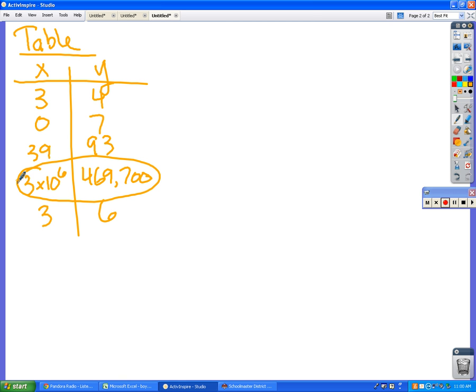So that's all a relation is. It's a set of pairs of numbers. There's 4 different ways that you can do it. You can do it in ordered pairs, you can do it with a mapping diagram, you can do it with a table of values, or you can do it on a graph, okay?